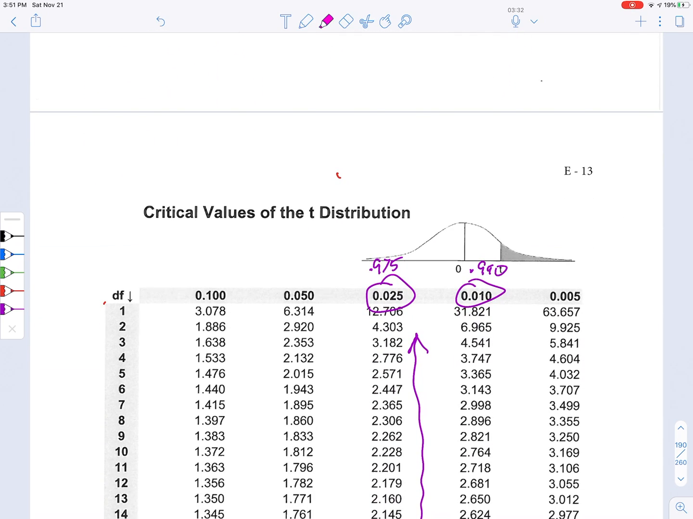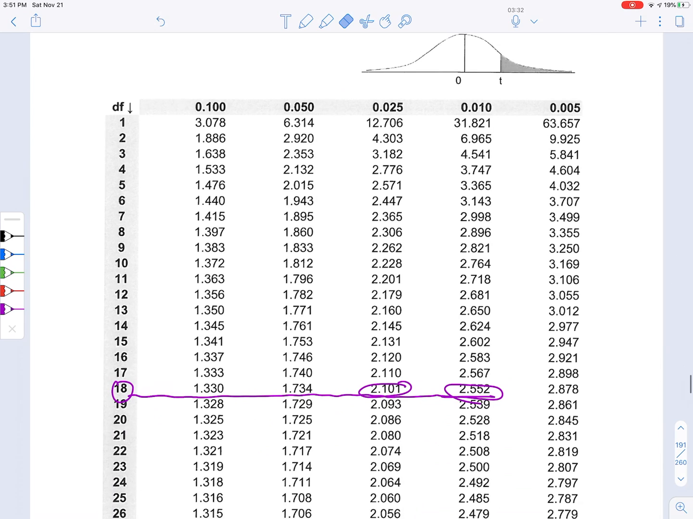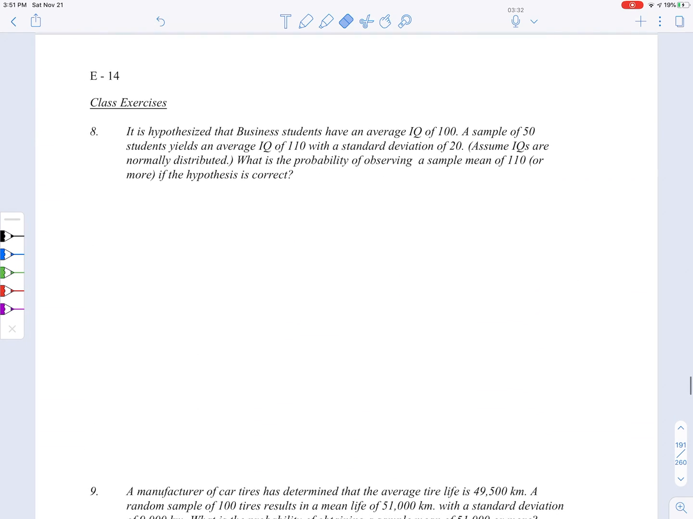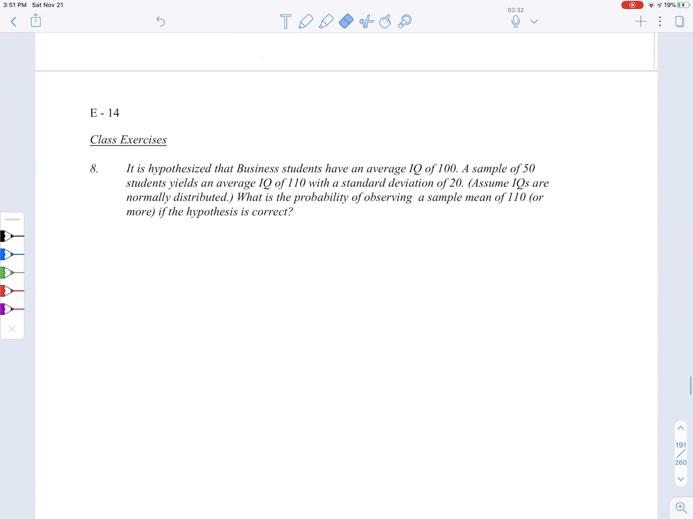But I want to work on a real problem now. Show you how this works with the kind of problems that we'll be dealing with. So let's take a look at class exercise number 8, and then I will leave you number 9 for homework. So class exercise number 8 on page E14.